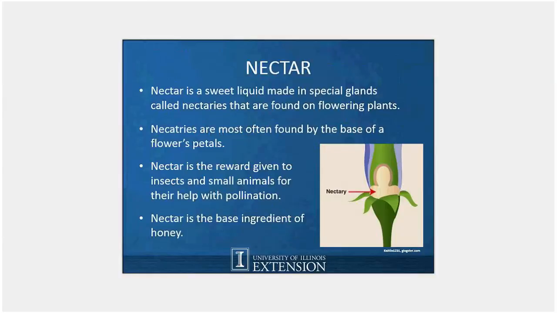Let's talk a little bit about what pollinators are getting out of pollinating different plants. The first thing they're going after is the nectar, a sweet liquid made from special glands called nectaries. These are found at the base of flowering plants. This is the reward that is given to insects and small animals for their help with pollination. So the plants draw them in with this nectar and then transfer their pollen to them. And for those of you that eat honey, nectar is the base ingredient for that.